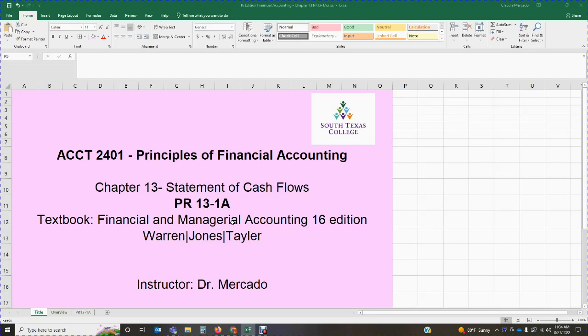To me the most difficult section of the statement of cash flows is the operating activity section. I've already covered the operating activity section in a prior lecture, so we got that out of the way, and now we're going to compile and complete all three parts of the statement of cash flows in this presentation. This presentation is for my Accounting 2401 Principles of Financial Accounting class. So let me jump over to the problem.